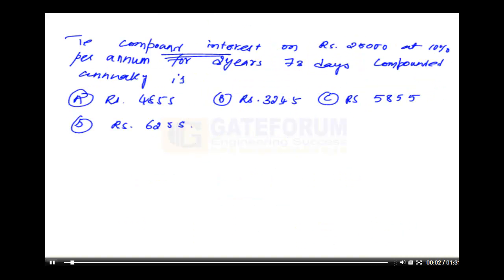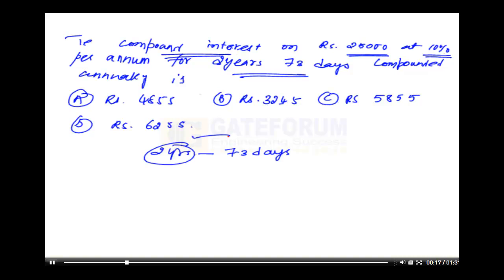Option A. Interest on 25,000 rupees, which is compounded annually at 10% per annum for 2 years 73 days. Now the only problem in this is 2 years and 73 days. Now for 2 years we can easily find the compound interest. Now what about 73 days?